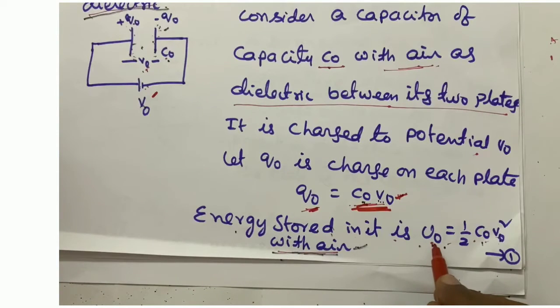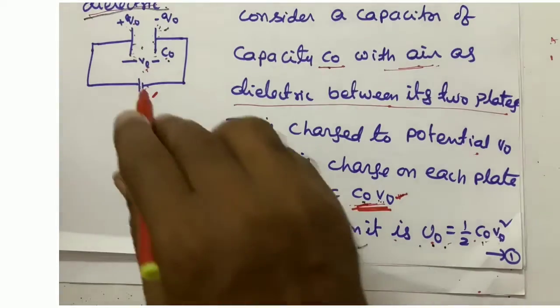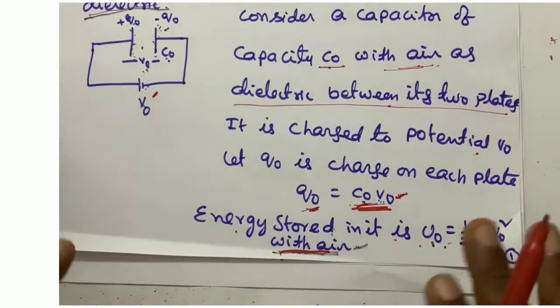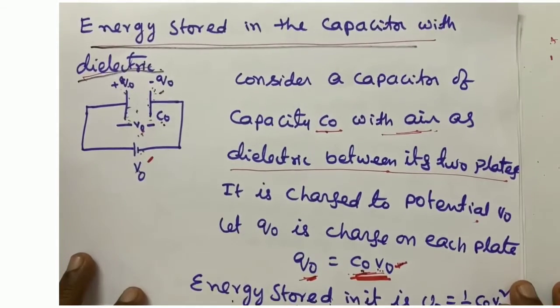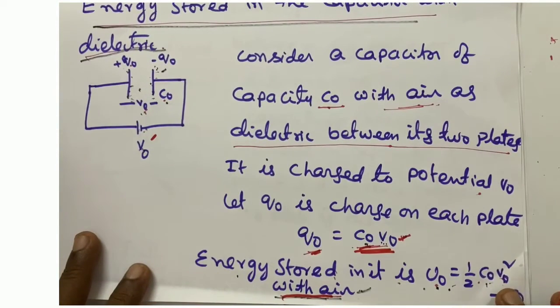Energy stored in it is U0 equals half C0 V0 square with air. Initially air is present. Whenever air is present, this is the energy stored in the capacitor formula.